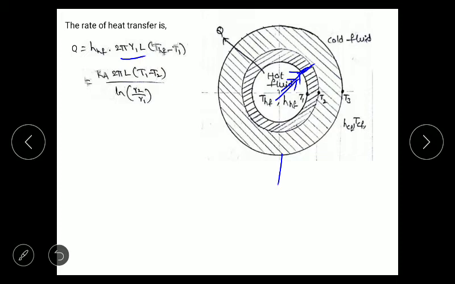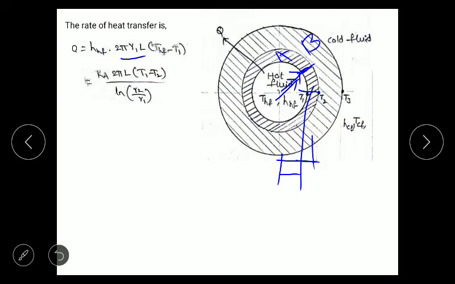Q is equal to 2 pi k L, where k is Ka for material A, as this is material A and that is material B. For material A, conduction: Ka into 2 pi L into T1 minus T2, since from T1 to T2 the heat transfer takes place, divided by ln R2 by R1. Up to here it is R1, then this is R2. So ln R2 by R1.